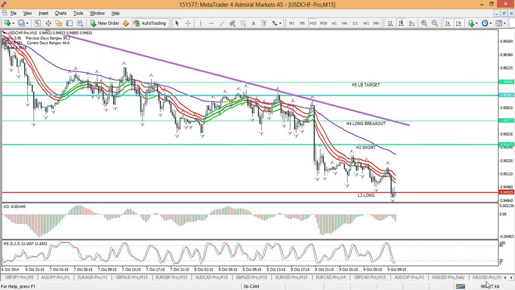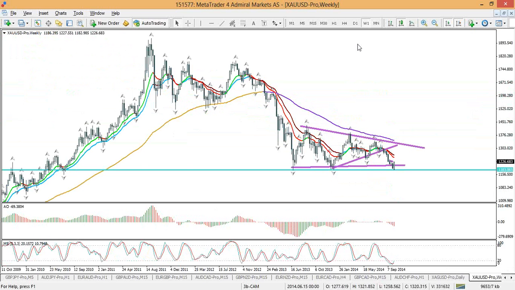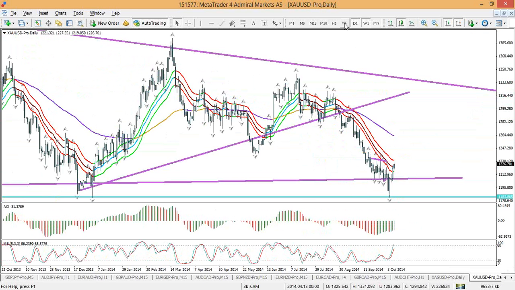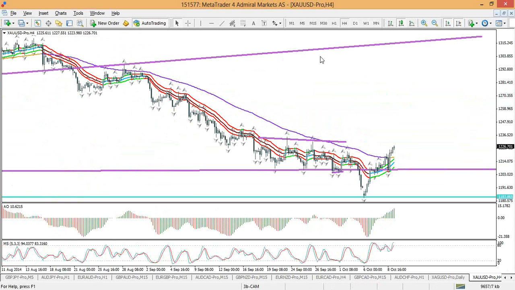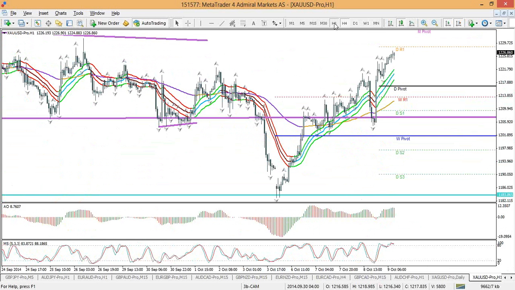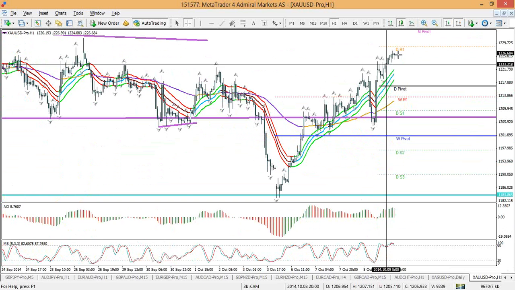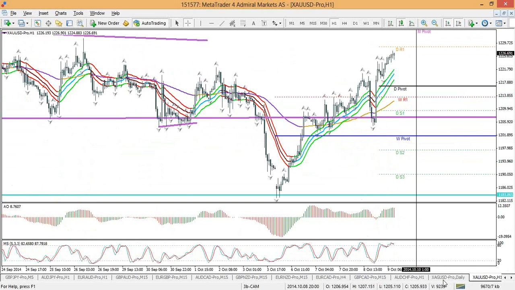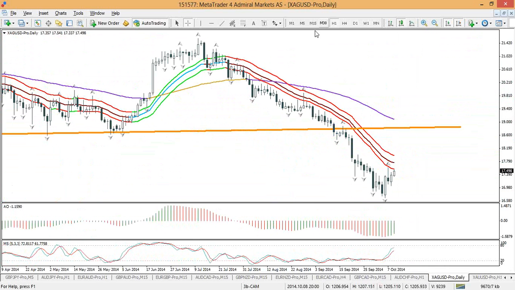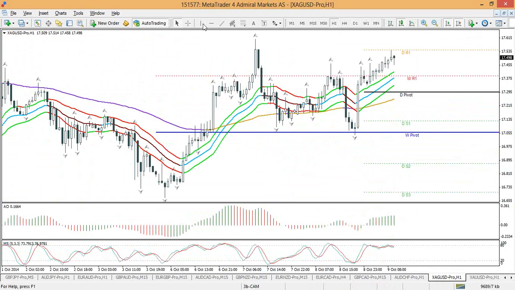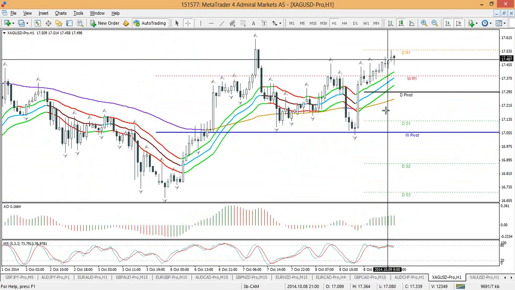Let's see, what did gold do? I'm kind of curious. Yep, gold continues to spiral to the upside. Nothing overly drastic, but it's over to 1225. Silver, let's see, even less of a rebound, but moving up too.